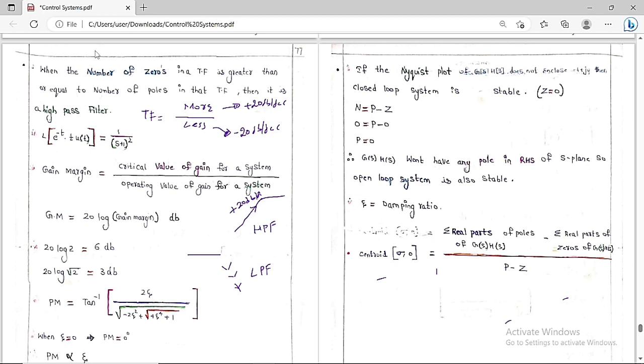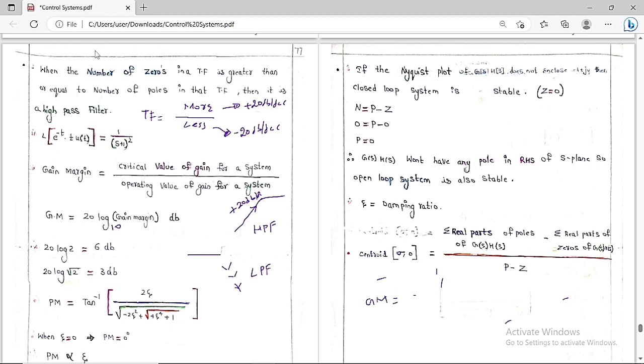The next point is gain margin. Gain margin means the ratio of the critical value of gain for a system to the operating value of the gain for a system. Critical value means a gain more than this will definitely make the system unstable. So this ratio is called the gain margin. If you want the gain margin in dB, then it is 20 log of gain margin with base 10 in dB. I have already told you the actual formula of gain margin.